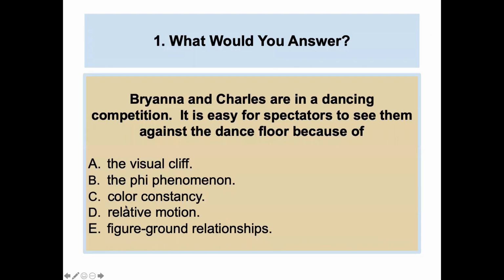So what would you answer? Brianna and Charles are in a dancing competition. It's easy for spectators to see them against the dance floor because of E, figure-ground relationships.